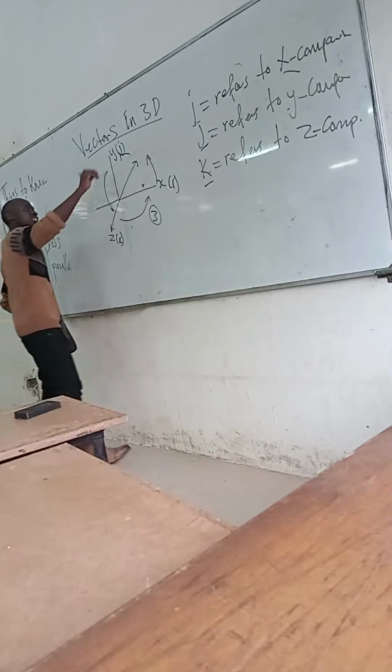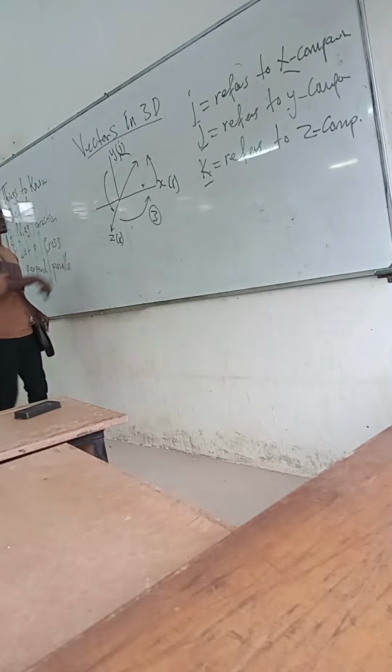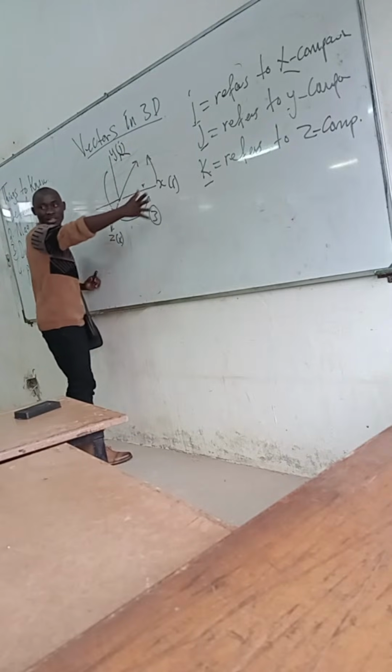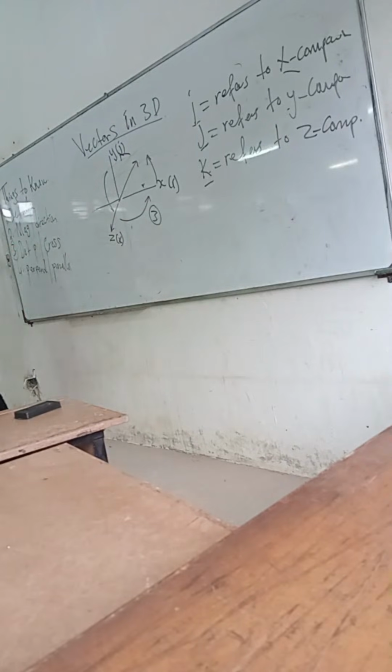So vectors in three dimensions: this is how you represent them on a plane. This is called a plane. Where this vector is lying is called a plane. Now, I want you to look into the body.